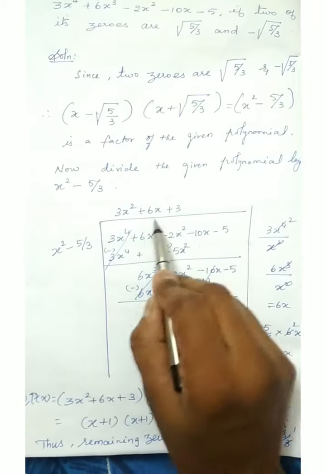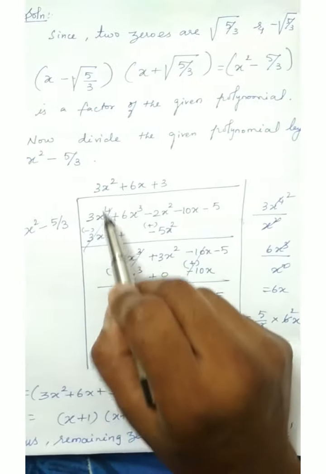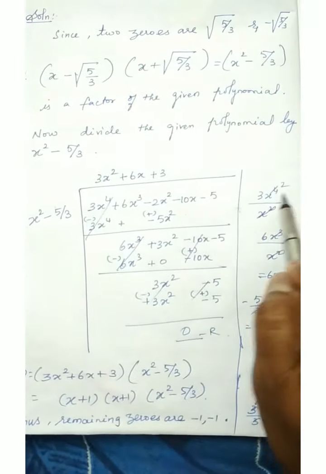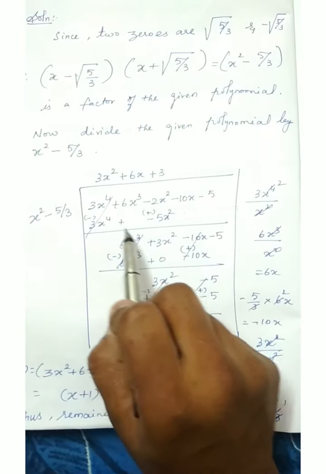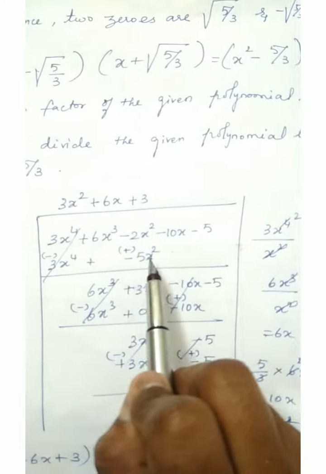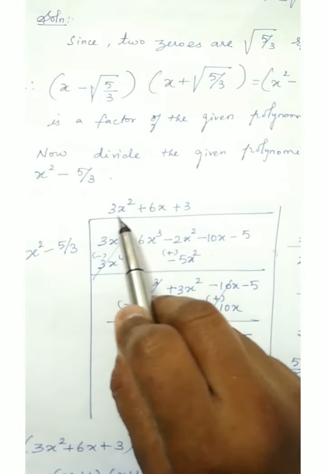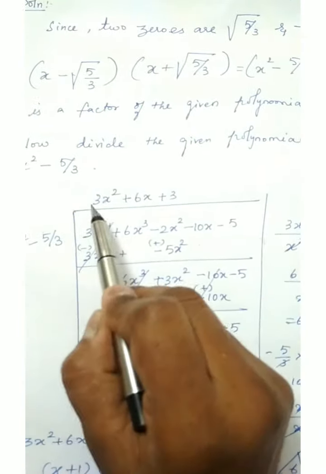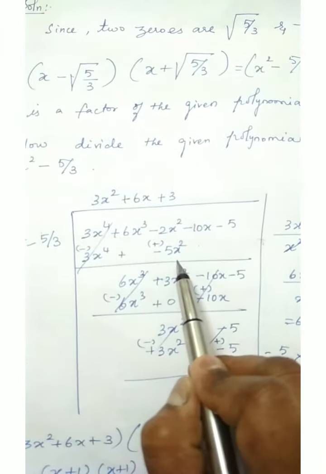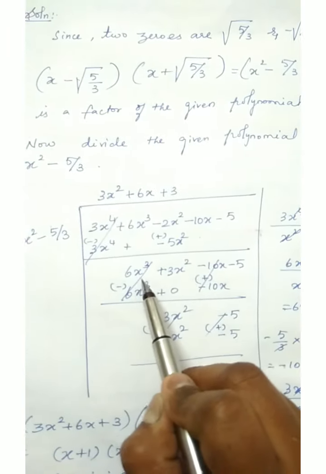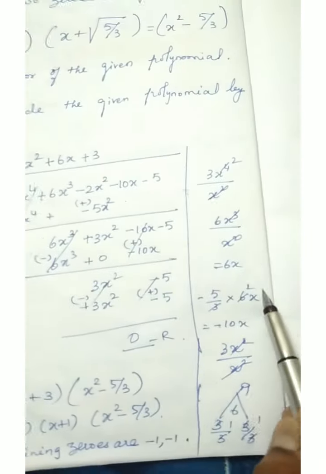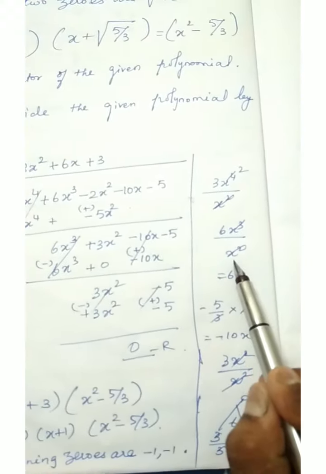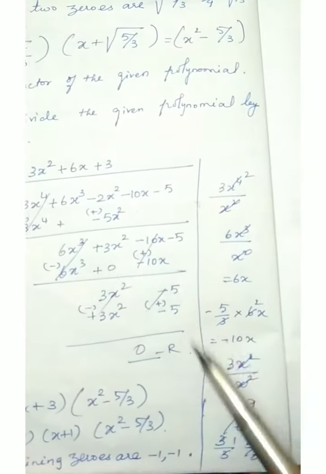When you are dividing, 3x⁴ divided by x², we are getting 3x². Put it in the quotient. When you multiply, we are getting 3x⁴ − 5x². 3 and 3 will be cancelled. Next, minus 5 into x², minus 5x². So when you simplify the next term by x², 6x³ by x², we are getting 6x. So we put it in the quotient.